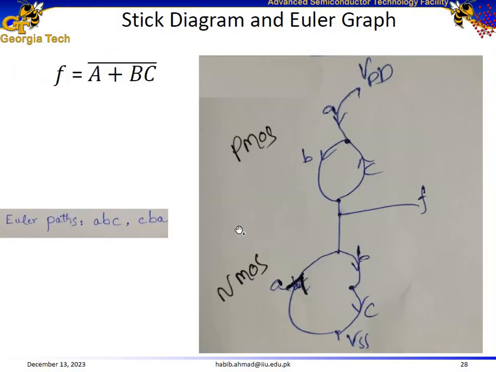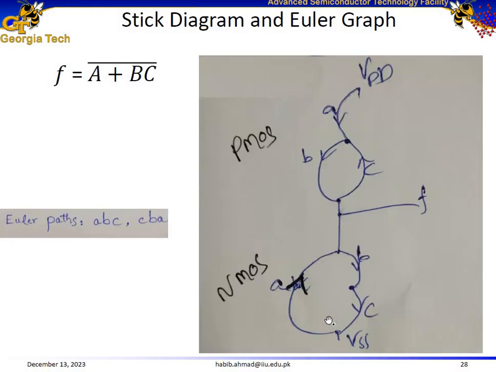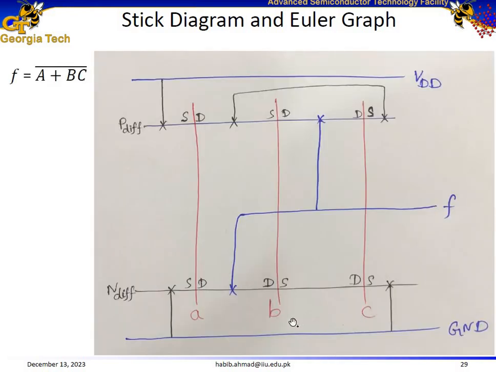So let us look at this circuit diagram. The sources of A and C are connected together, and they are connected to the ground. So in the stick diagram, the sources of A and C are connected together into the ground as well. So if this side is labeled as the source, then this side becomes the drain. Similarly, this side of A is labeled as the source. This side becomes the drain.